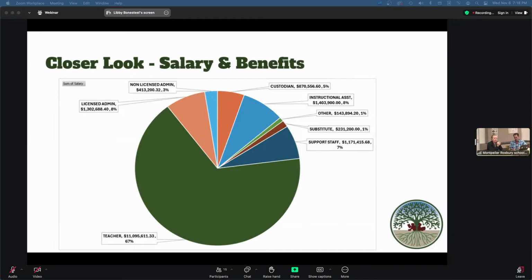Non-licensed administrators, and that position is like the custodial supervisor or our community liaison, people who play more of an administrative role. However, they do not have any license attached to their position. That's what that is. It's 3% of our budget. And then substitutes are about 1%. And then others like food service. That's what you put in the other bucket, right? That kind of thing. So it's just an interesting look of like, that's most of our budget right there. That's where we have most of our money, and how that's broken up.